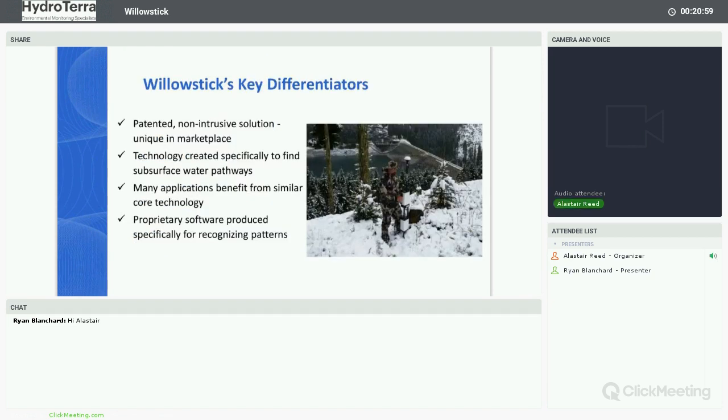Moving on to our next slide. So, what are the key differentiators of Willowstick's technology? As we've said, it's a non-intrusive geophysical technique. It's unique in the marketplace. It's a patented technology, and it's been created specifically to characterize flow paths. It's able to define the edges of groundwater. It's able to identify primary zones of flow and pick up edges of flow paths.